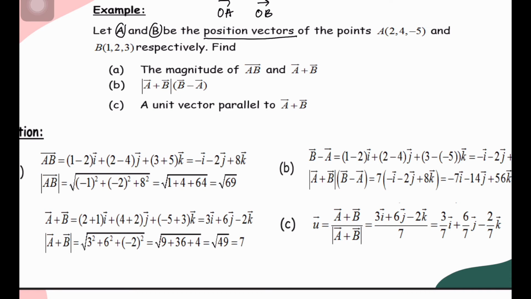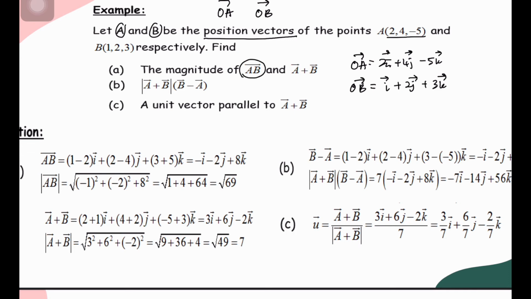The point A is 2, 4, negative 5. Therefore, the vector OA will be 2i plus 4j minus 5k. The point B is 1, 2, and 3. Therefore, the position vector OB will be i plus 2j plus 3k. This is the position vector. Now, the question asks you to find the magnitude of AB.